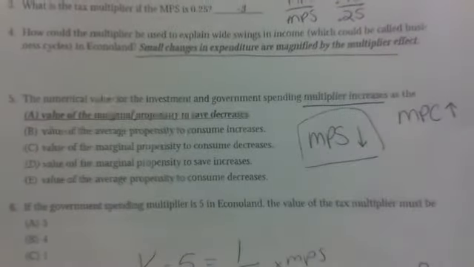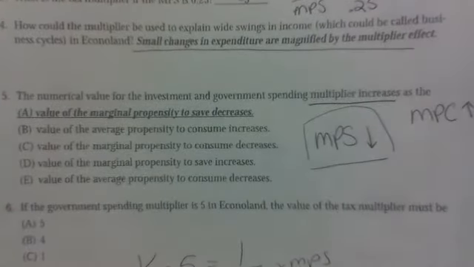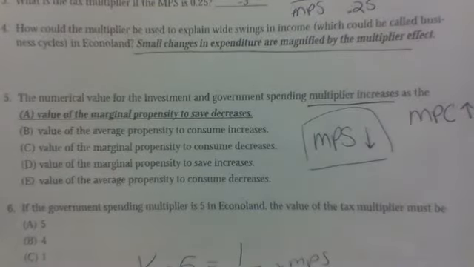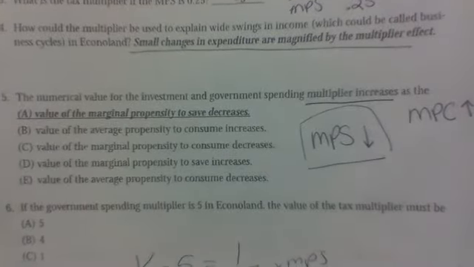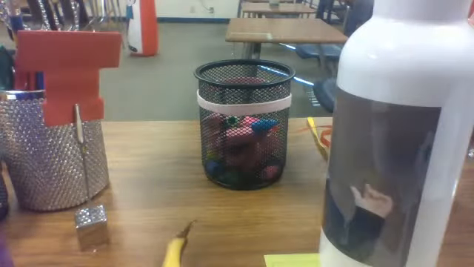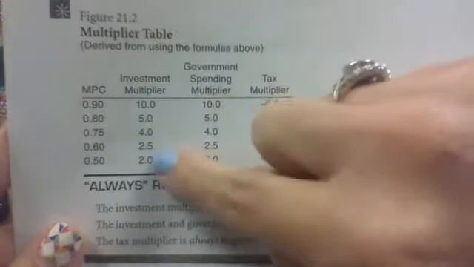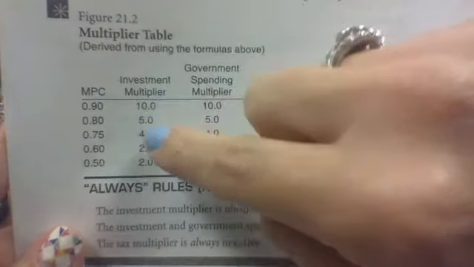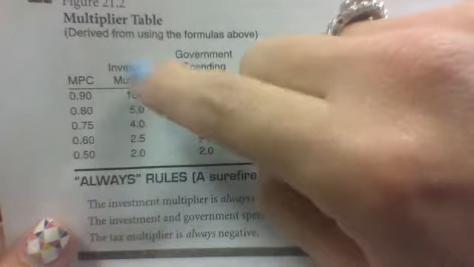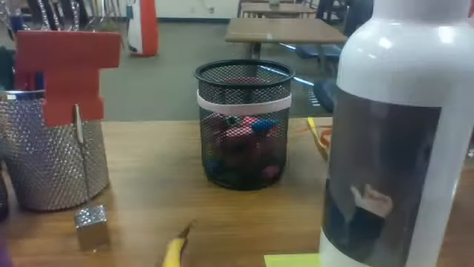Okay. Number 5 is a tricky question. I like this question. The numerical value for investment and government spending multiplier increases as the... Okay, so let's look at that front table again. It's saying the multiplier increases as the... Well, look at the MPCs. As the MPCs increase, as people are spending more, 60%, 75%, 80%, 90% of their income, it's going to have a multiplied effect on the economy. So the multiplier will go up as MPC is going up.